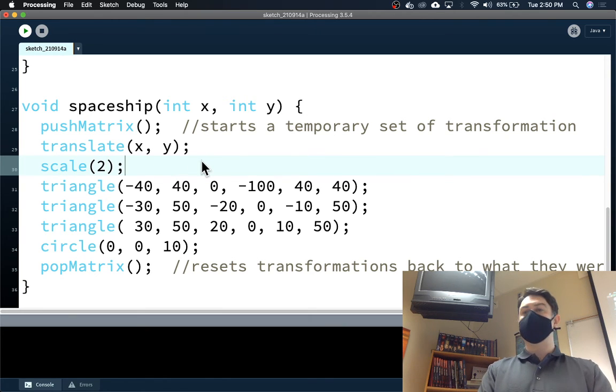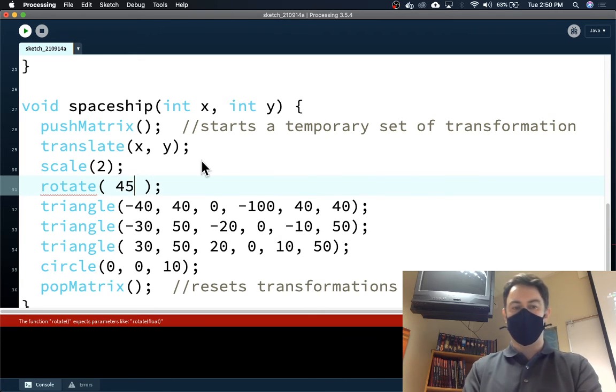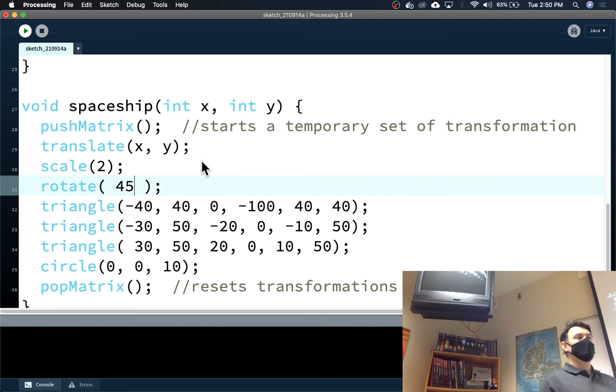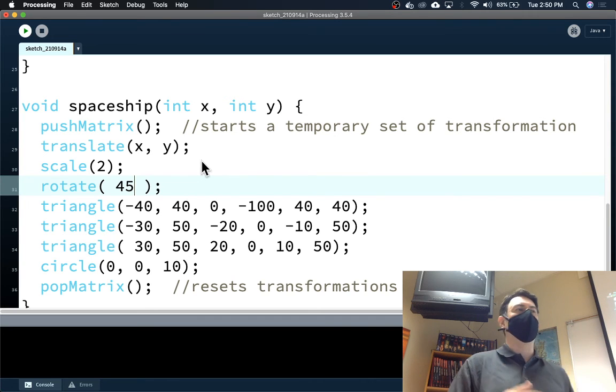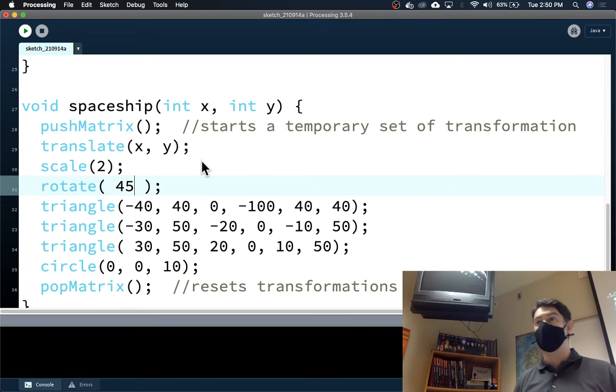Also, rotate. You can rotate these. So I can say rotate. I really wish right now I could say 45. I'm sorry, I can't. I would love to say 45 degrees. Unfortunately, rotate expects radians, because it turns out once you get into high enough math, degrees are left behind. No one talks about degrees anymore. So Processing was assuming people would use radians.